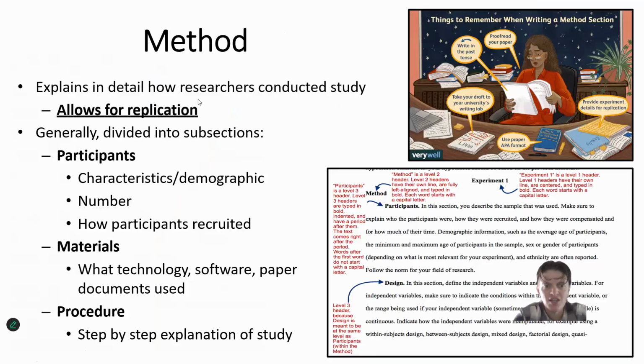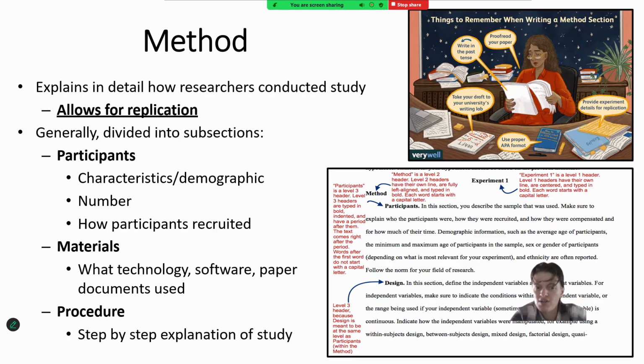After the introduction, you have the methods section. You explain in detail how you conducted the study. And this is going to allow for replication, right? So if somebody else wanted to do it or take it as a replication plus extension, they know what you did, how you did it, and how to do it themselves. So it's generally divided into subsections. You can see how it's method, and then you have participants and design or materials and procedure. There are a few different subsections here.